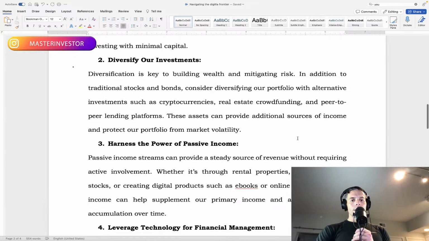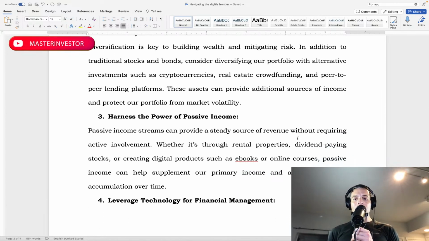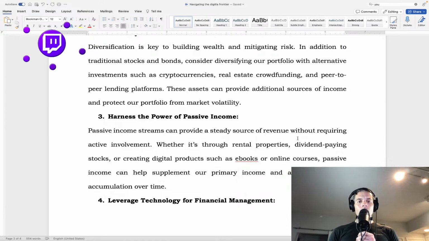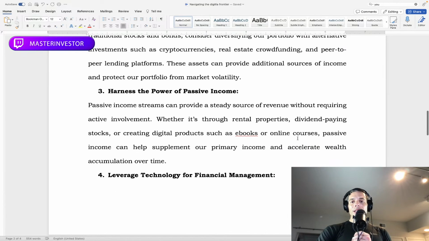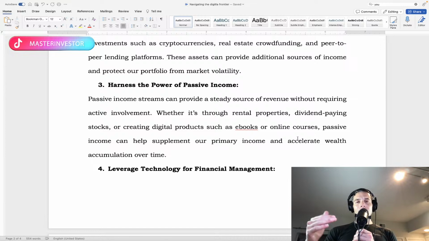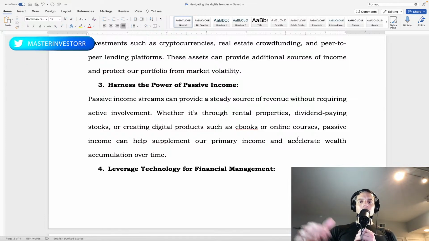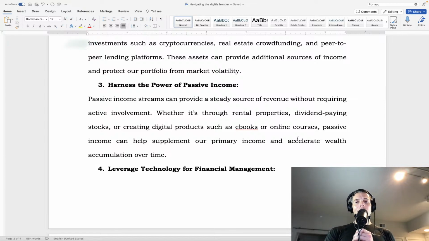Number two, diversify our investments. Diversification is key to building wealth and mitigating risk. In addition to traditional stocks, diversifying in different asset classes is important because it helps us protect ourselves from down economies and hedge for inflation. So when one asset class is doing bad because the economy crashes, the market crashes, the other asset classes are doing very well.